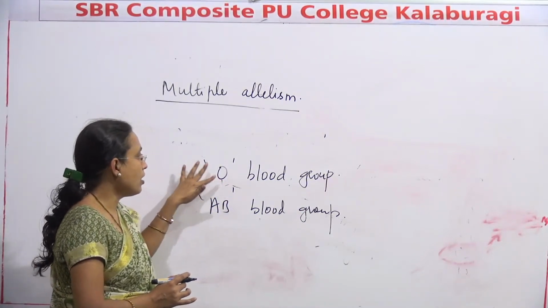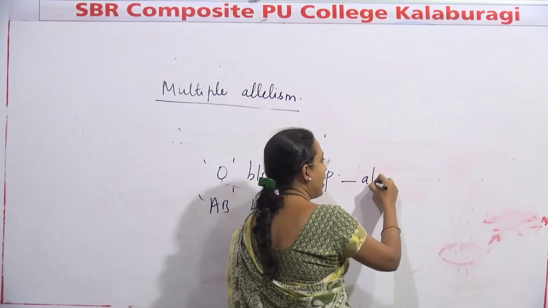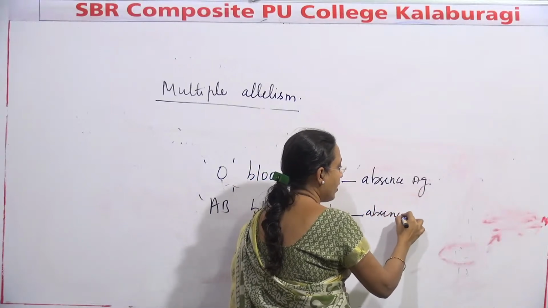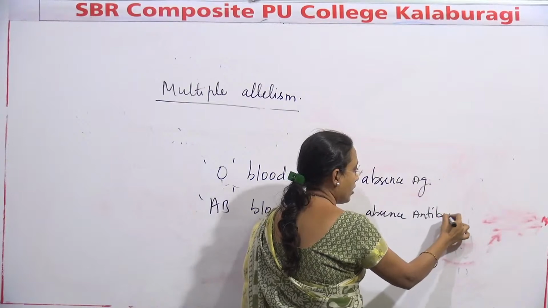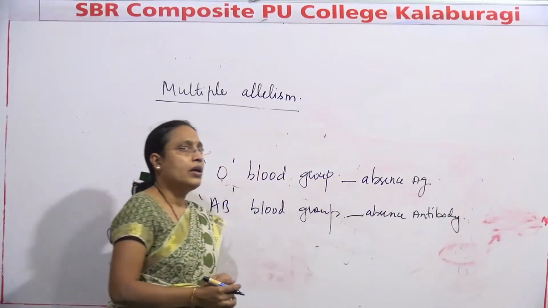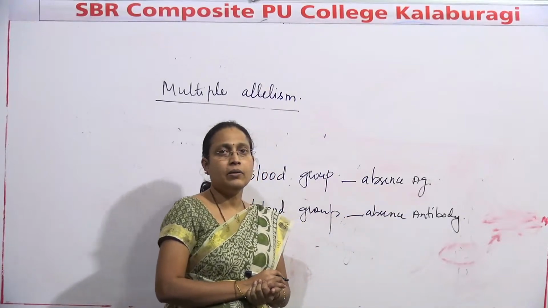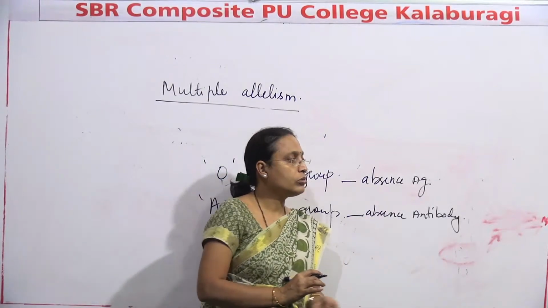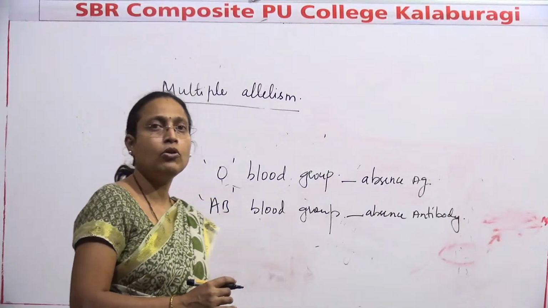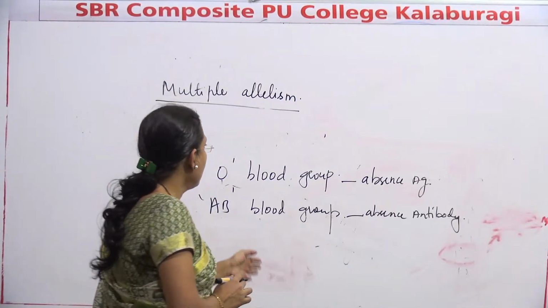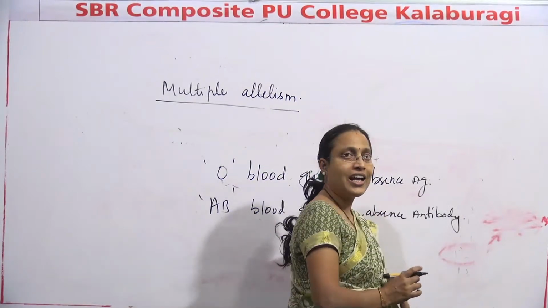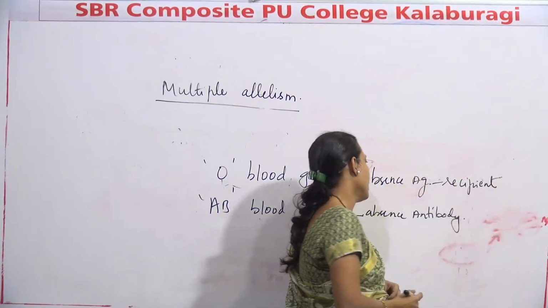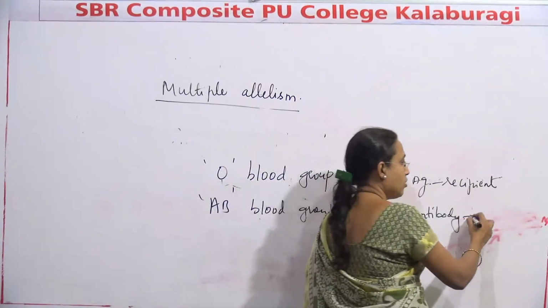Universal donor, why? Because there is an absence of antigen, and here why? Because there is an absence of antibody. Absence of antigen will not trigger the blood transfusion reaction. There is no immune reaction there. Here, absence of antigen will not trigger the immune system in the recipient. Here, absence of antibody in the recipient also will not trigger it.